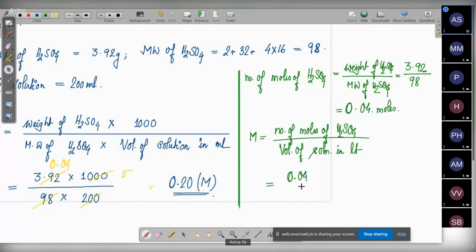So let us put 0.04 mole divided by the volume, which is 200 milliliter. In liter it will become 0.200, or you can simply write 0.2 only. This is the volume in liter. So here also you are getting the answer as 0.20 moles.